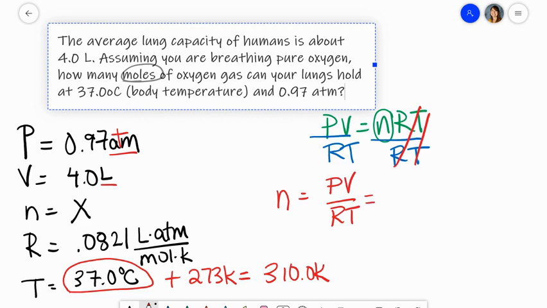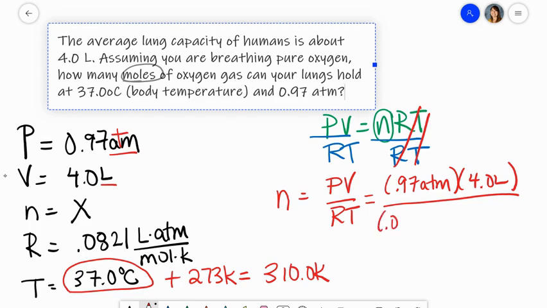Now I'm going to go ahead and substitute this in. My pressure is 0.97 atm. My volume is 4.0 liters. Notice how I'm adding the units in every single time I do this. My R is 0.0821, again, liters, atmospheres, per mole, Kelvin. I'm going to write this every single time. And finally, my temperature is 310.0 Kelvin.